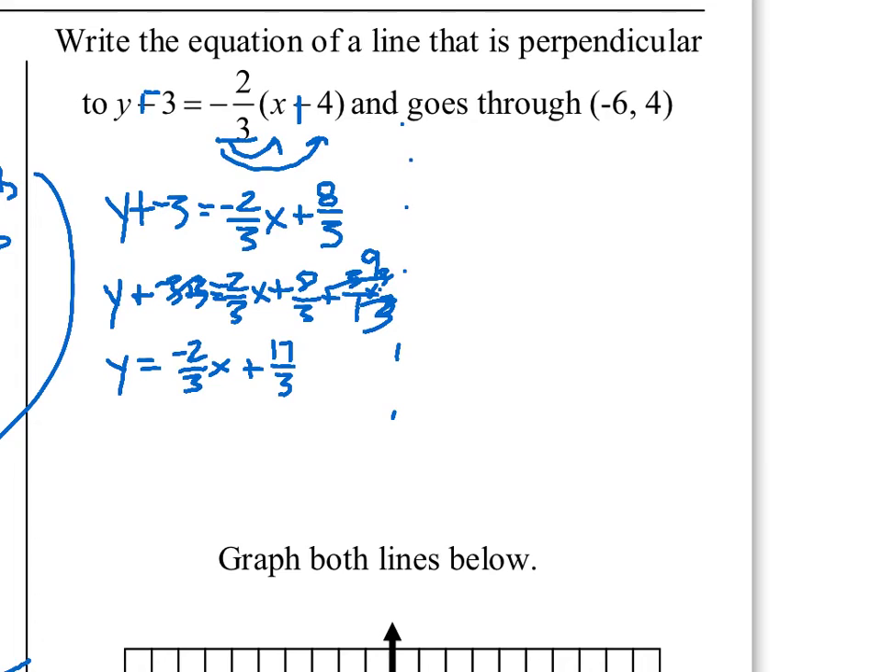So we now know this original equation. This is our old equation. We know the old equation as y equals negative 2 thirds x plus 17. So what is the slope of the old equation? Christopher, what is the slope of the old equation?